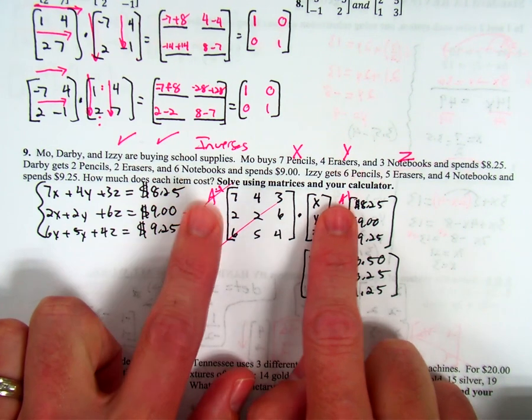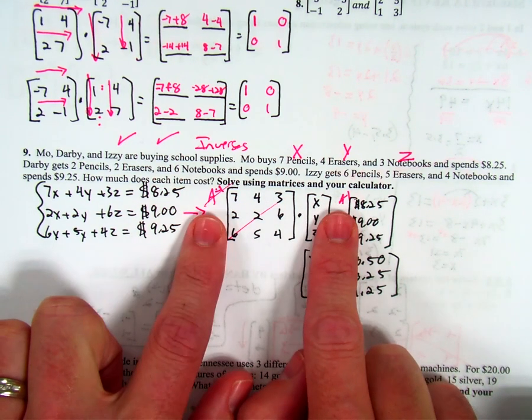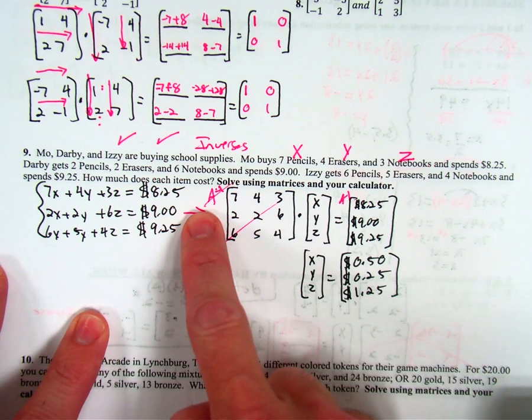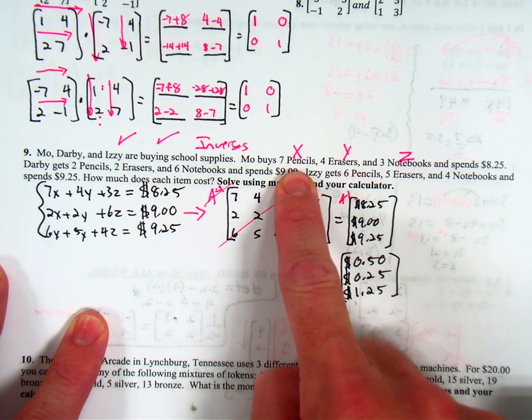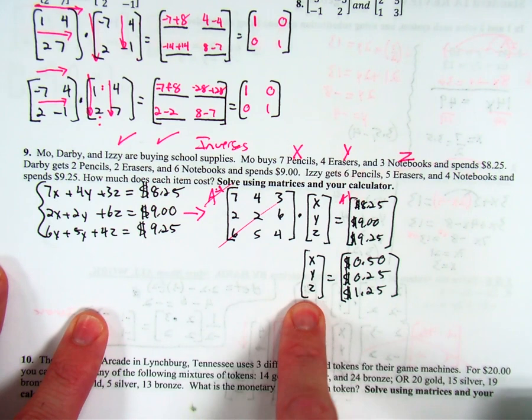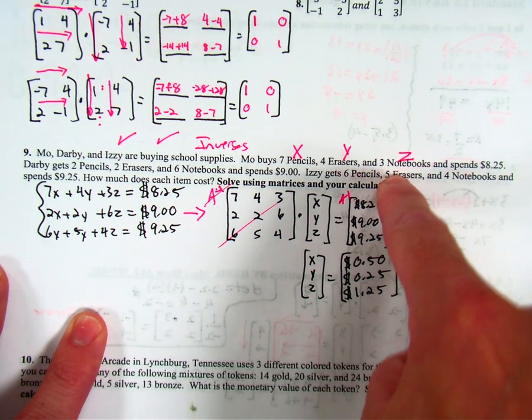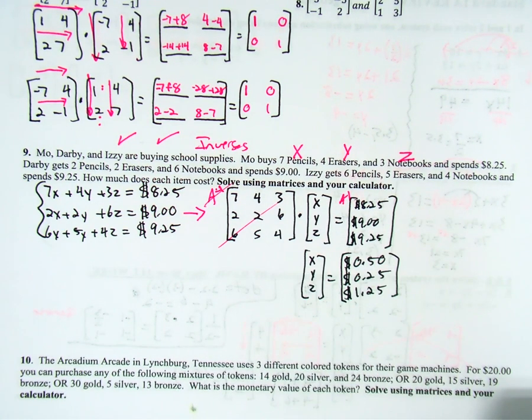Okay, we're going to multiply the inverse to both sides. You have to have that A inverse down there. So A inverse times A cancels out. We just have our XYZ. Then we have A inverse times B. And this is where we're typing it into the calculator.